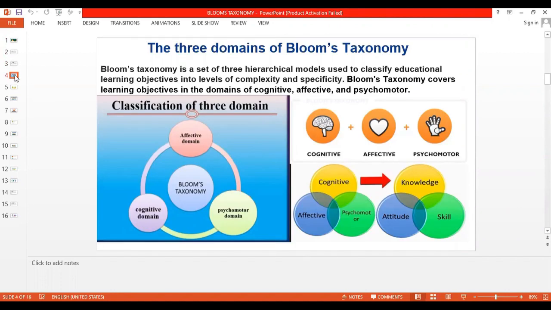This taxonomy was proposed by Benjamin Bloom in 1956. He was an educational psychologist. There are 3 domains of Bloom's taxonomy: the cognitive domain, which is knowledge-based, the affective domain, which is emotion-based, and the psychomotor domain, which is action-based. The cognitive domain speaks about knowledge, affective is about attitude, and psychomotor is about skill.